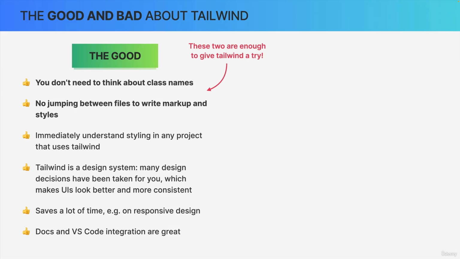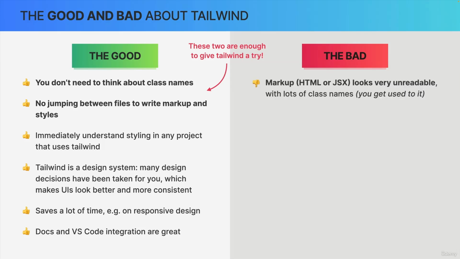Okay, but enough praising, let's go to the bad parts that everyone likes to point out immediately. And the biggest thing that people seem to hate about Tailwind is that the markup, so the HTML or JSX, will look extremely ugly and sometimes straight out unreadable, because in order to style one element, you sometimes need 10 or 20 classes, which will quickly make your markup look very cluttered.